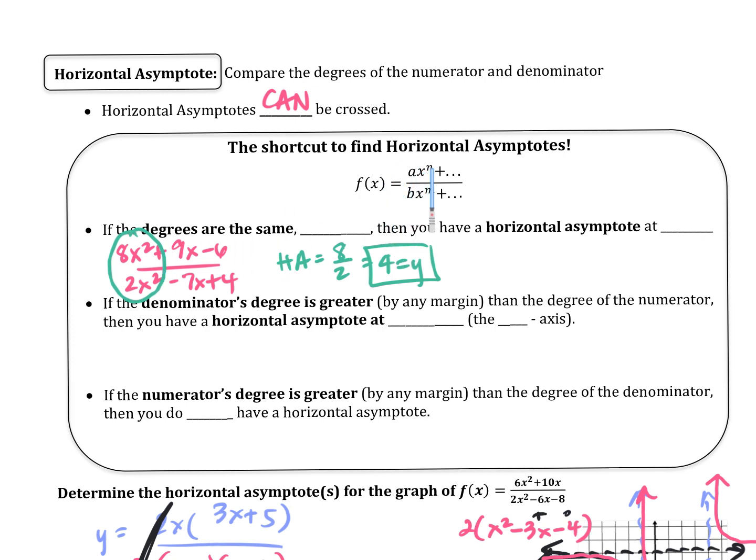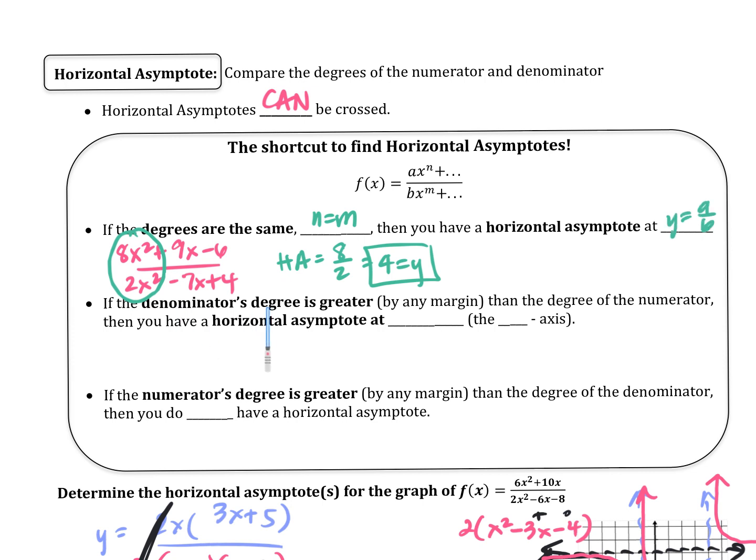If the degrees are the same, if A equals B, careful, if the degree, the exponent. So in this case, if the n equals the m, in this case, since my 2 equaled 2, then you have a horizontal asymptote at A over B. A over B. Very good, Coop.